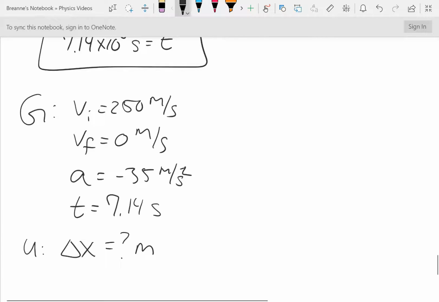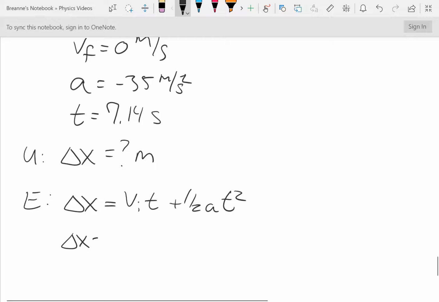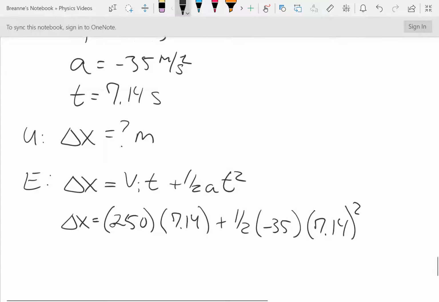At this point in time, we have everything, so we can use any equation that has delta x in it. The only one that doesn't is the third one. So you could use the first, the second, or the fourth one. Let's use the first one since we used the second one in the last one. So delta x equals v_i t plus 1/2 a t squared. So your initial velocity is 250. Your time is 7.14. Your acceleration is negative 35. Your time is 7.14. Don't forget to square it.